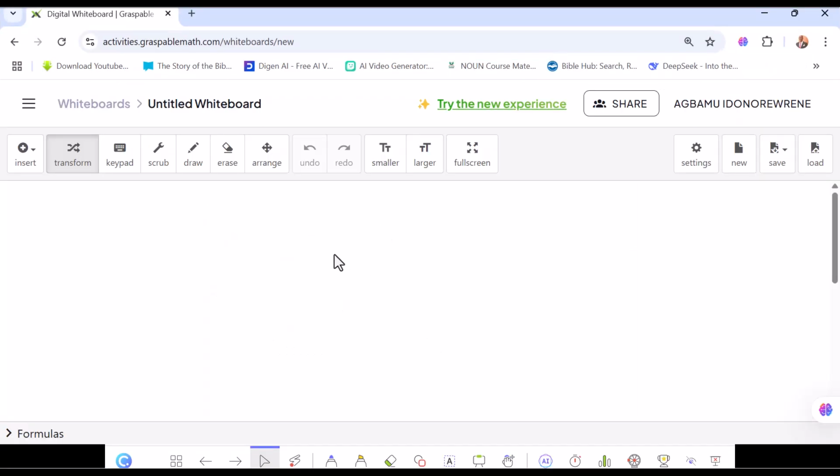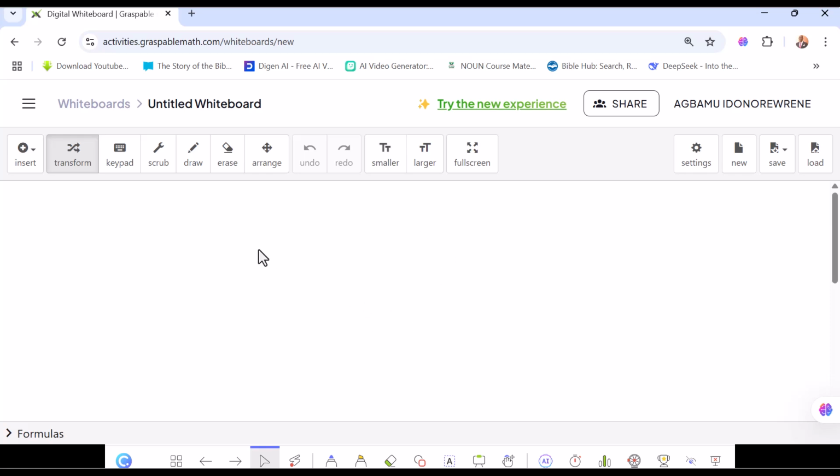In our last lesson, I showed us how to enter the site, the digital whiteboard Graphable Math. Just go to your browser, type in Graphable Math, enter digital whiteboard. You don't need to sign in, though I've already signed in as a teacher. That's why you can see my name here. But you don't need to sign in, just go there and practice your work. You can sign in if you like, and learn mathematics from here.